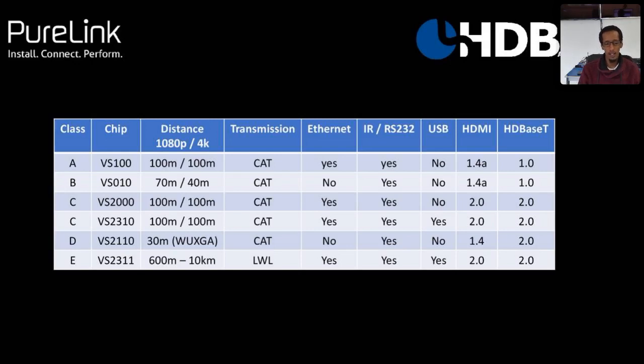There is also the last line here. There's also an HDBaseT chipset which supports HDBaseT over fiber. So here we can go up to 10 kilometer over fiber cable. That's the Class E chipset. I just wanted to add it here to the slide that you heard about it, but I'm not talking in detail about this specific chipset.